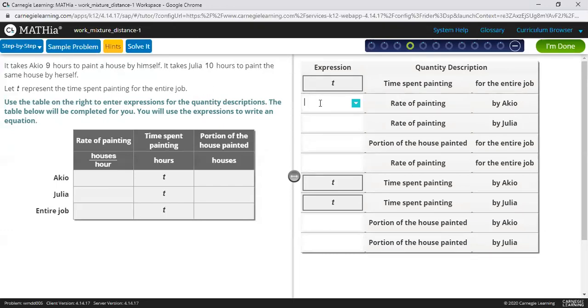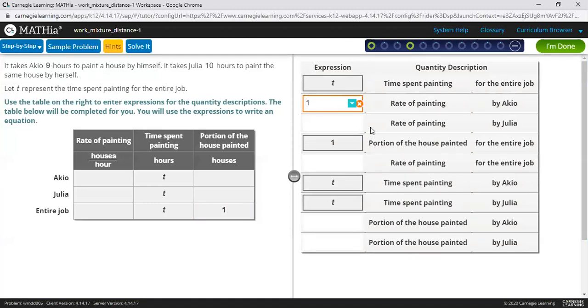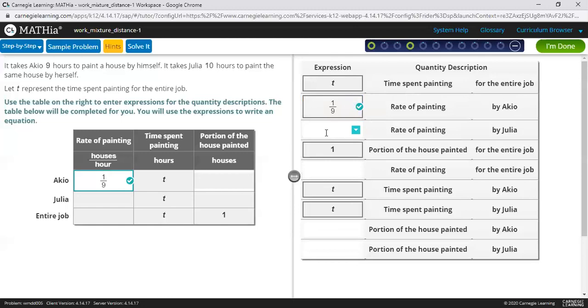So the distance in this case is a house, right? So what's the portion of the house painted? Painting one whole house, right? That's supposed to go in here. And so my rate of painting is the distance divided by the time. So if it takes Akio 9 hours, then his rate is one whole house in 9 hours. So that 1/9 is what's going there.